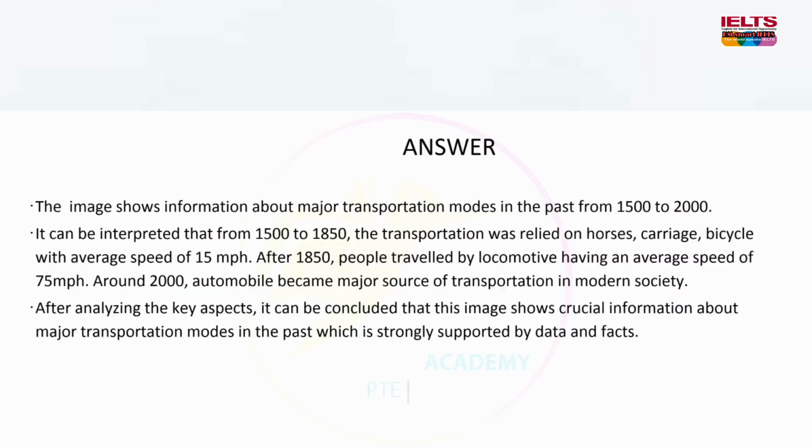The image shows information about major transportation modes in the past from 1500 to 2000. It can be interpreted that from 1500 to 1850, transportation relied on horses, carriages, and bicycles with an average speed of 15 miles per hour. After 1850, people traveled by locomotive, having an average speed of 75 miles per hour. Around 2000, the automobile became the major source of transportation in modern society.